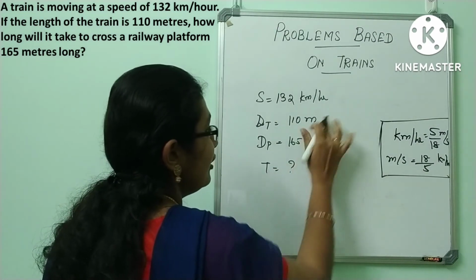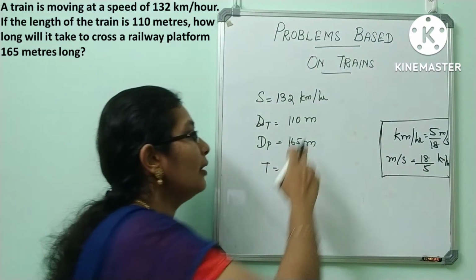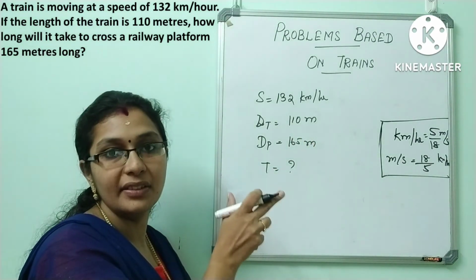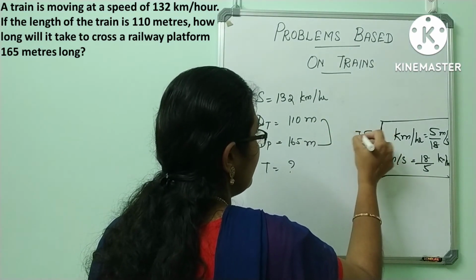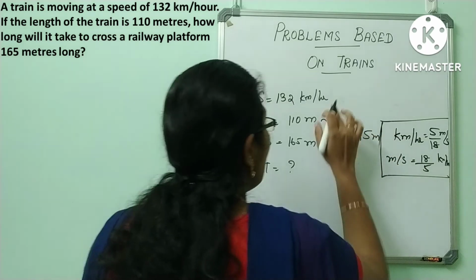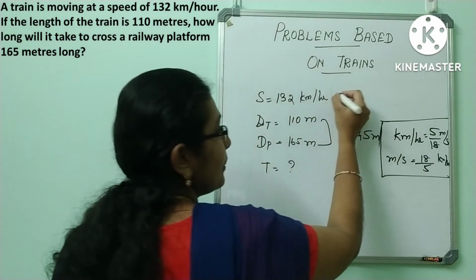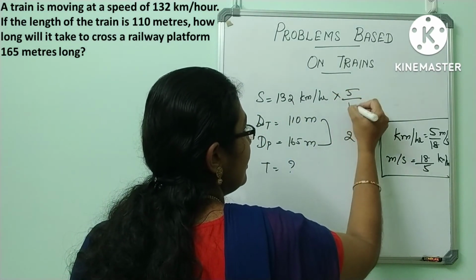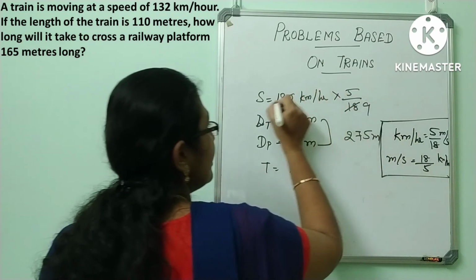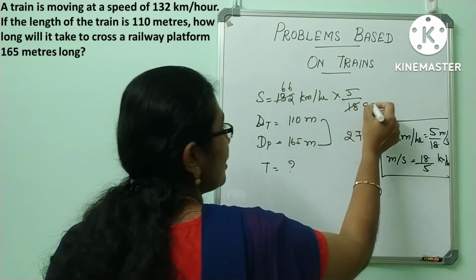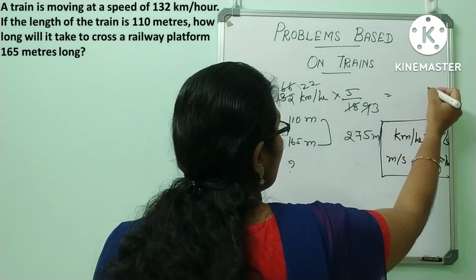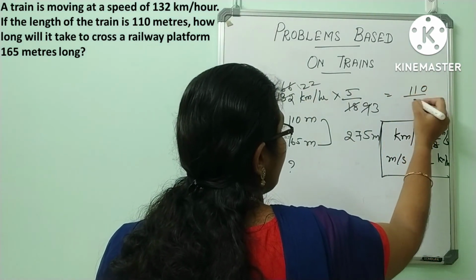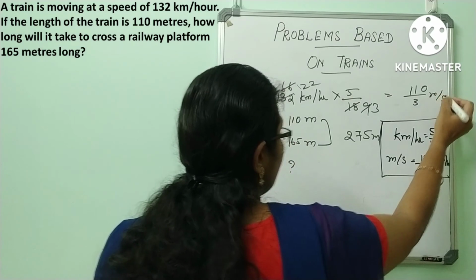So first the distance you will have to solve. You have platform length as well as train length. So you will add up the distance, which is 275 meters, and convert the speed into meter per second, into 5 by 18. So 2 9s are 18, 2 6s are 12, 2 6s are 12, 3 3s are 9, 22 times. So 5 2s are 10, 110 by 3 meter per second you will get.